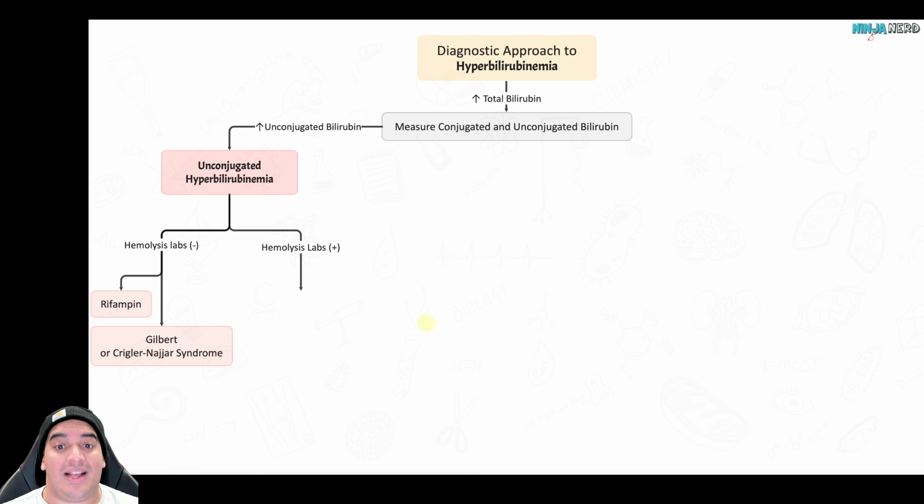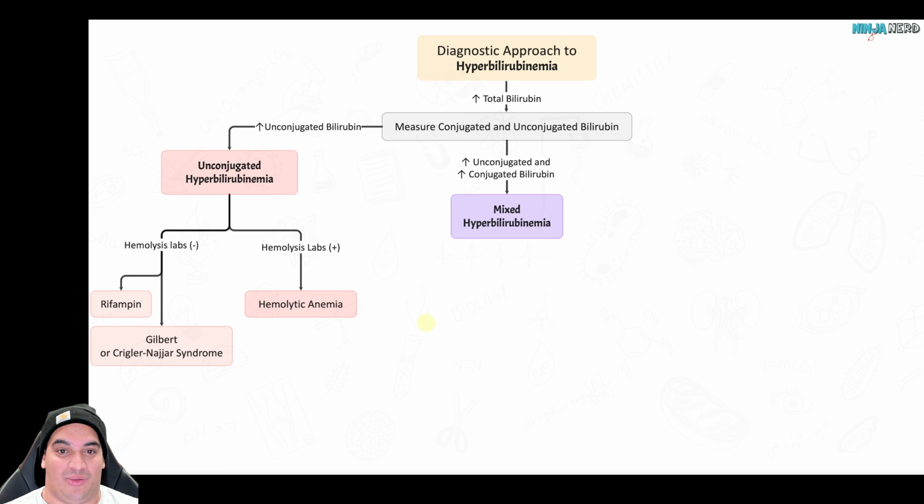If the hemolysis labs are positive, there's a drop in hemoglobin, a drop in hematocrit, there's decreased haptoglobin, there's increased LDH and increased reticulocytes, it's probably hemolytic anemia. And I'd have to further work that up, which we'll talk about in our anemia section in hematology. If there is an increase in unconjugated and conjugated bilirubin, this is a mixed hyperbilirubinemia. So this is where it starts getting a little bit more interesting because it's probably a hepatocellular injury. So if there's an increase in AST and ALT, it's definitely hepatocellular. And I'm going to work these patients up the same way I would work up any other hepatocellular injury.